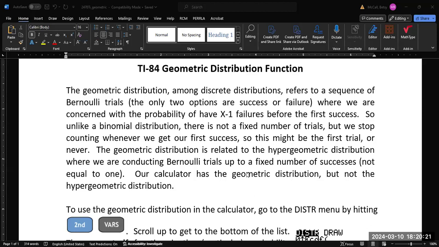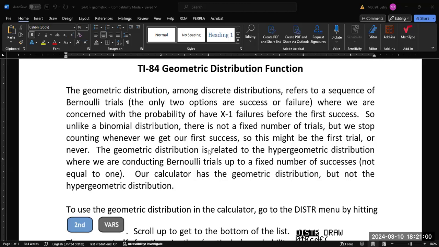the first success. So we're essentially looking at the probability that we have X minus 1 failures in a row and then a success. Unlike a binomial distribution, there's not a fixed number of trials. We stop counting whenever we get to that first success. So how many flips of a standard coin do I need in order to get the first head, for example? Or how many rolls of a standard die do I need before I get a 6?